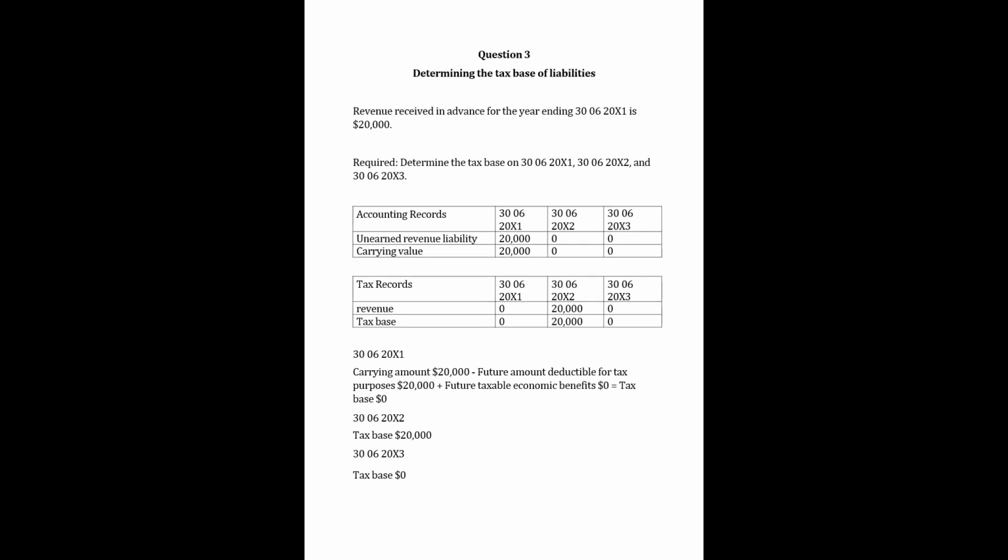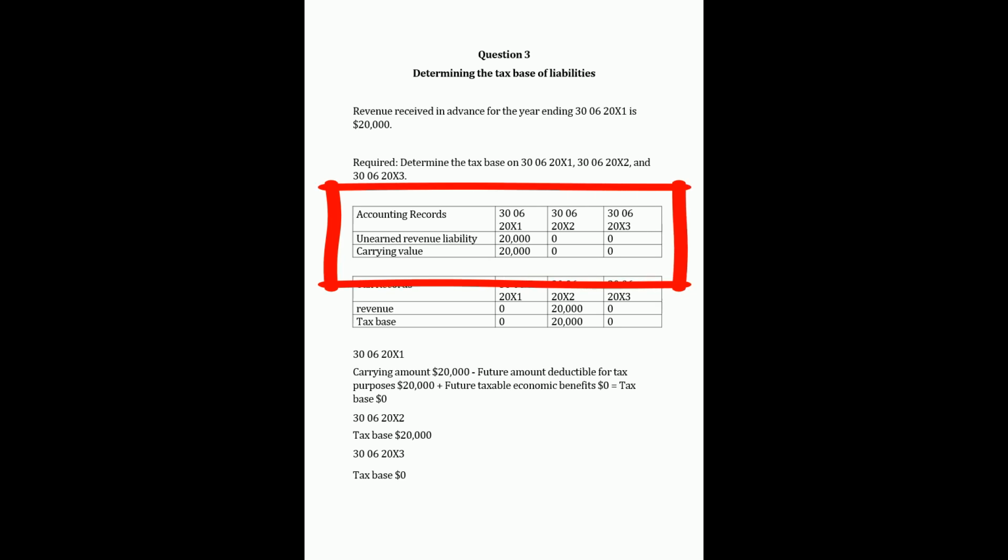Let's now look at determining the tax base of liabilities. Previously, we looked at determining the tax base of assets. So we're going to look at liabilities now. In this example, revenue received in advance for the year ending 30th June 20X1 is 20,000. We are required to determine the tax base for 20X1 year, X2 and X3 year. So let's construct the accounting records.